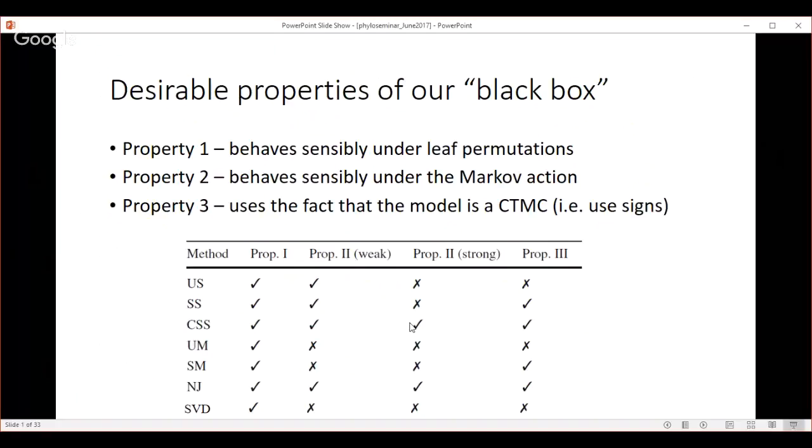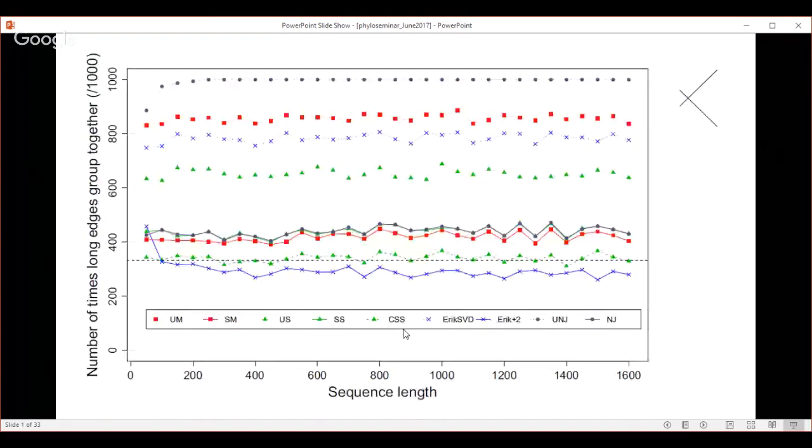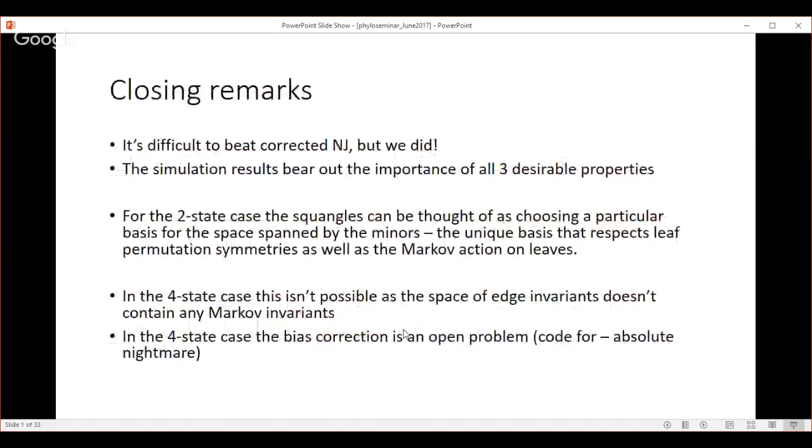It wasn't until you did that bias correction that you saw a performance improvement. And so, just to sum up, I think this two-state case is fascinating because you've got these edge invariants and the Markov invariants inhabiting the same space. So you can think of your Markov invariants as some special linear combination of your edge invariants.